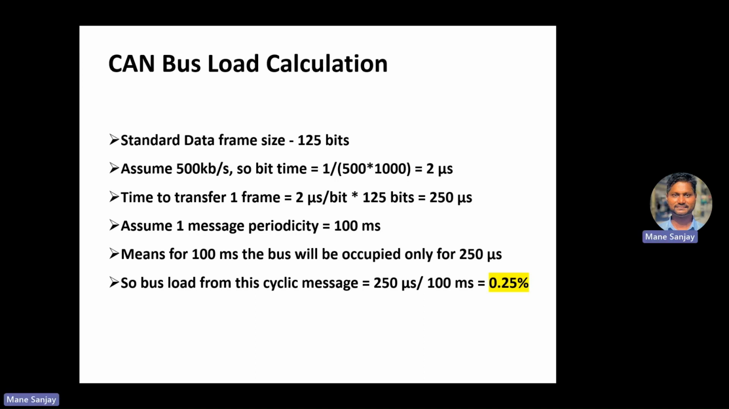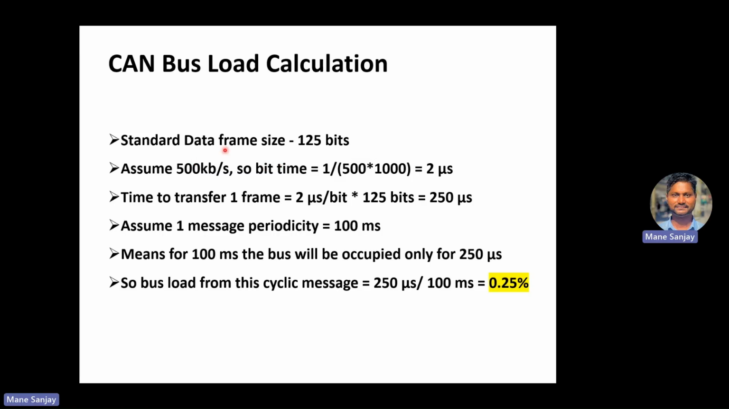Assume that you are working at 500 kbps. If I calculate the bit time, 500 kbps converted gives me 2 microseconds of bit time. It's kbps, right? So this is how it is converted, and I'm getting 2 microseconds as the bit time.